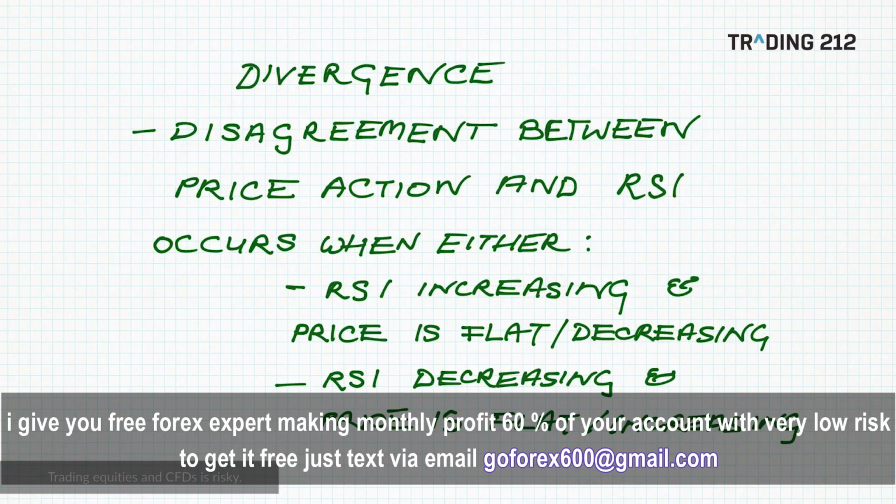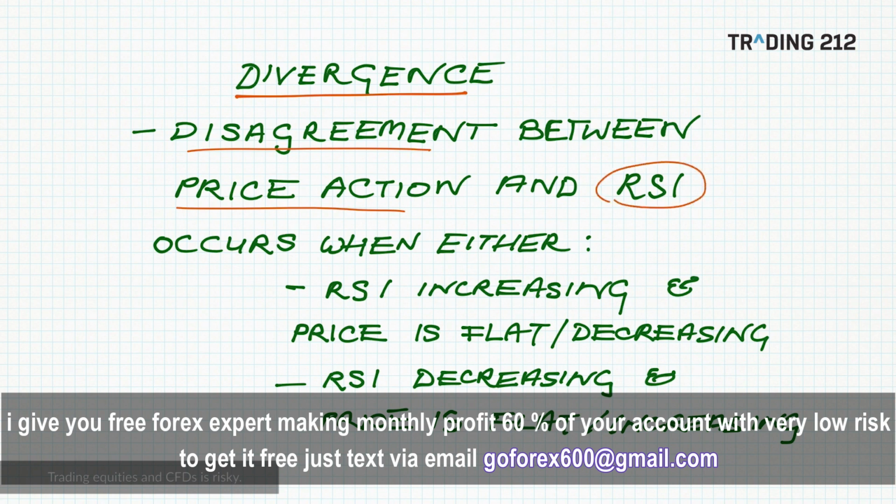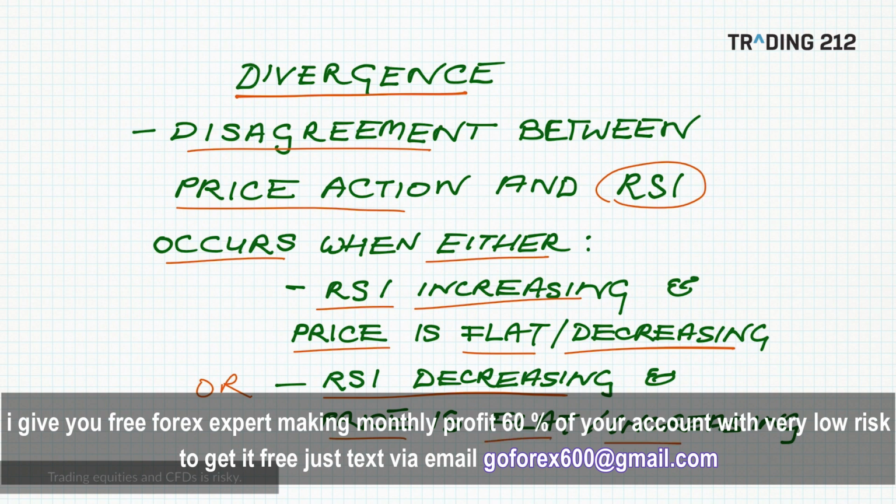First of all, what do we mean by divergence? Well, in the context of an oscillator, divergence is whenever there is disagreement between what we're seeing in terms of price action and what we're seeing from the oscillator, in this case the RSI. Divergence therefore occurs when either you see the RSI increasing and price movement is either flat or decreasing, or when you see the RSI decreasing and price movement is either flat or increasing.